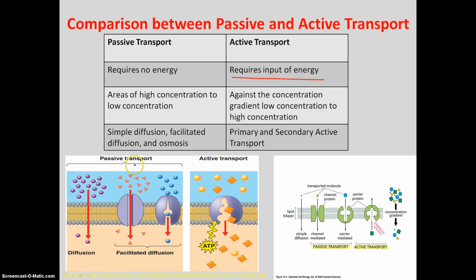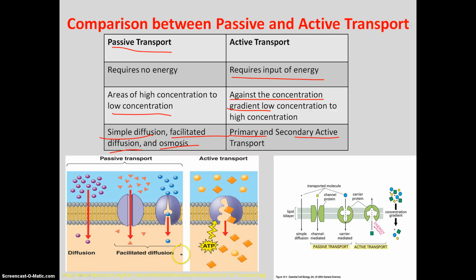Passive transports move from areas of high concentration to areas of low concentration, whereas active transports usually go against the concentration gradient. So this is why passive transports are energetically favorable. Passive transports include simple diffusion, facilitated diffusion, and osmosis, whereas active transports include primary and secondary active transports.